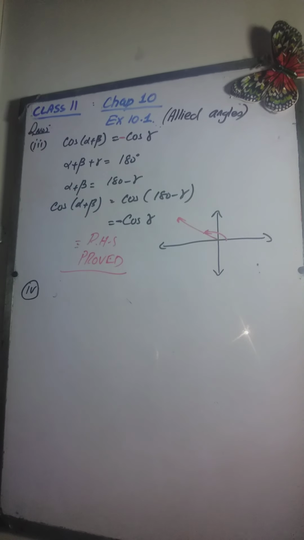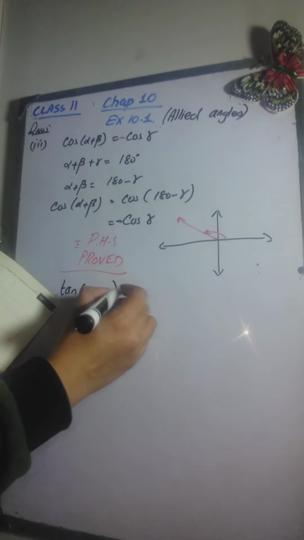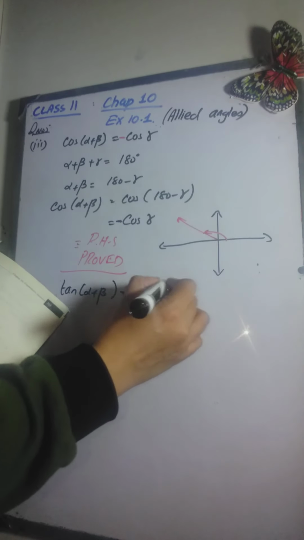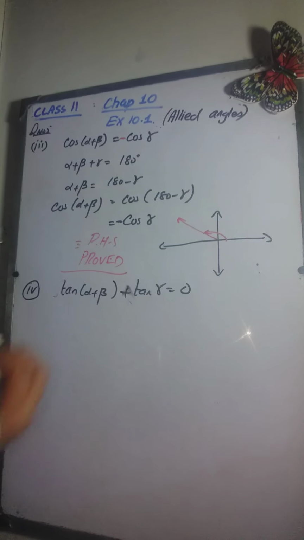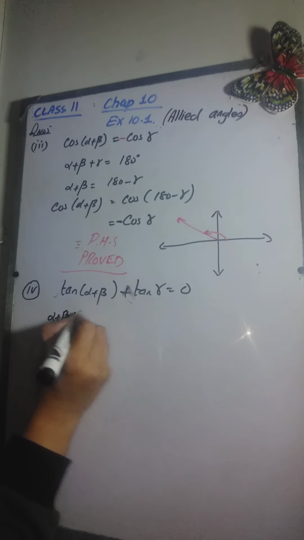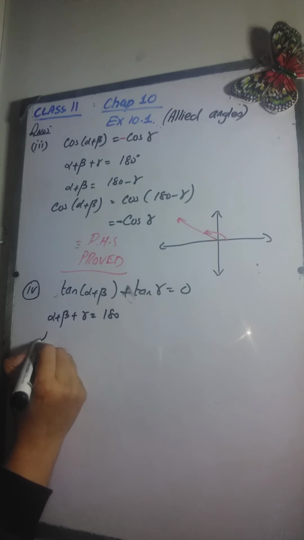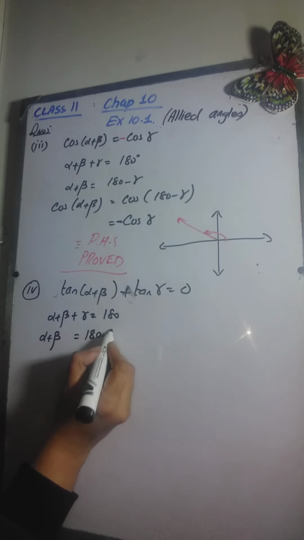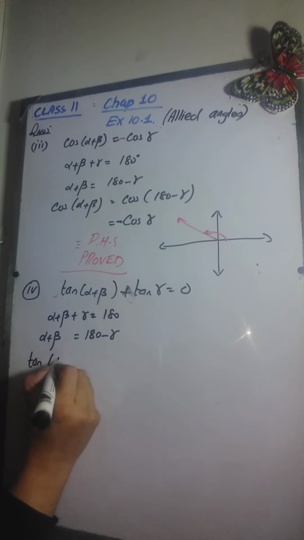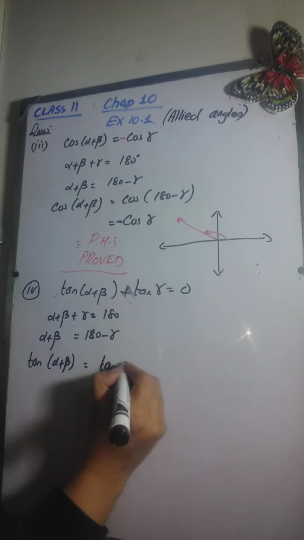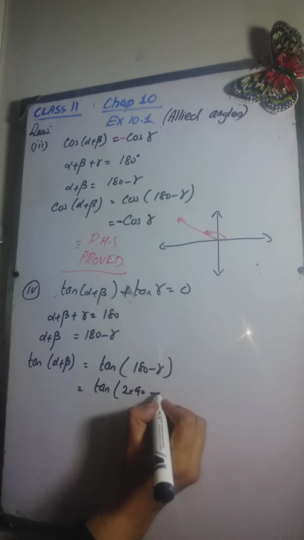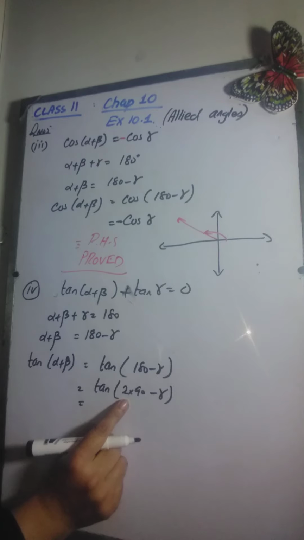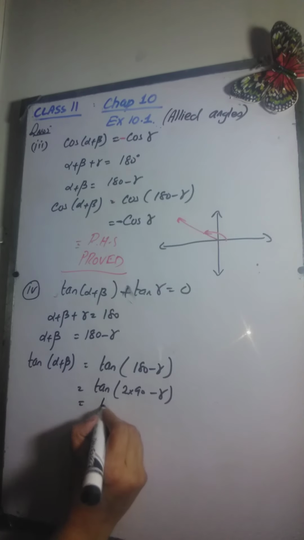The next part is you have to prove tangent of alpha plus beta plus tan of gamma is equal to 0. Again we are going to start with the same discussion. All these four parts use the same method. Alpha plus beta plus gamma is equal to 180 degrees. So alpha plus beta will be equal to 180 minus gamma, and taking tangent of both the sides, tangent of alpha plus beta will be equal to tangent of 180 minus gamma. This 180 can be written as twice of 90 minus gamma, and as it is an even multiple of 90, using the concept of allied angles, tangent of this angle will be equal to tangent of gamma.